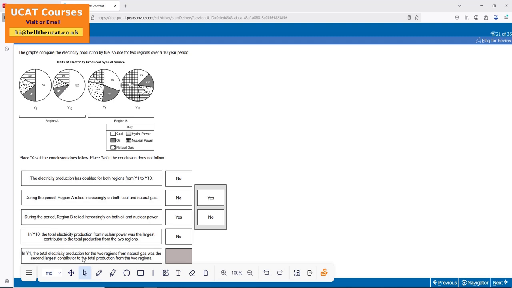Second largest total electricity production in year 1. Natural gas, second largest. So the two regions do have 50 and 20, 75. Right, second contender is, we're talking about natural gas, which is the spots, 20 and 25, 45. Answer is yes.